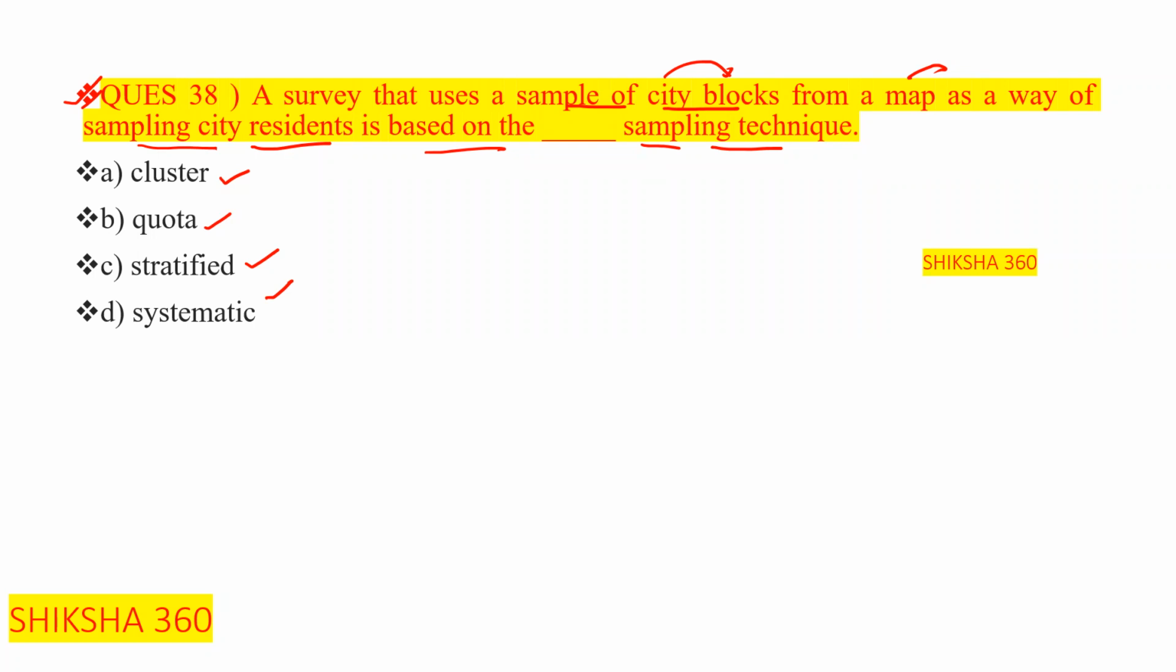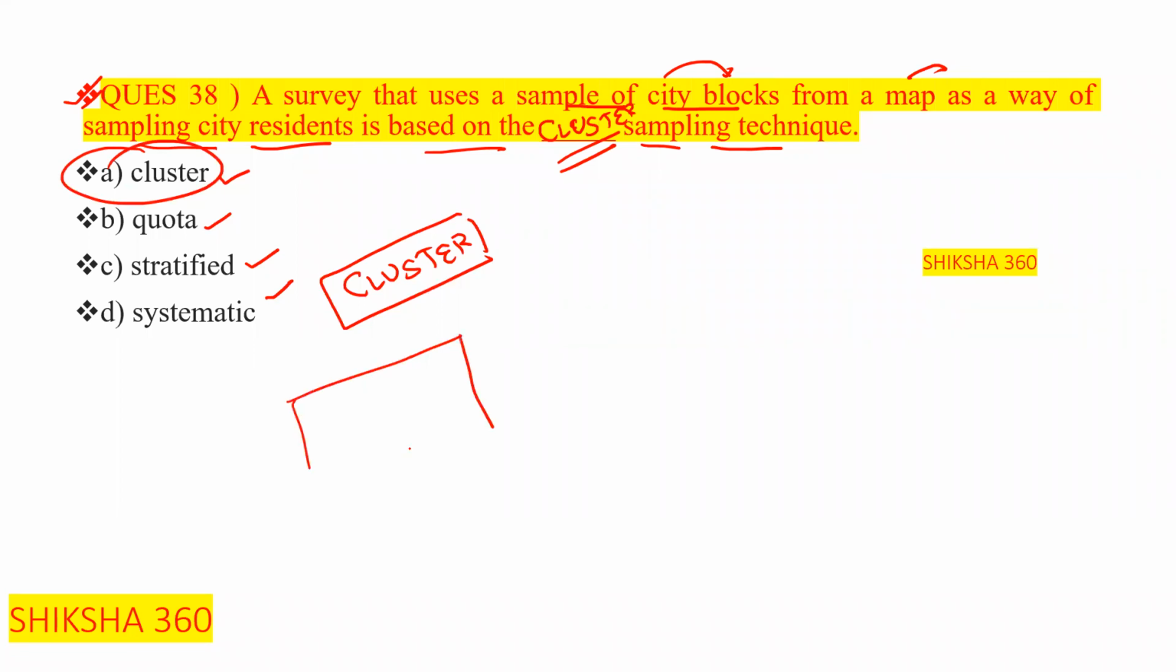If you went through the session, we have directly discussed this example. Sampling city residents using blocks from a map is based on the cluster sampling technique. So under the cluster sampling technique, please remember that definition.